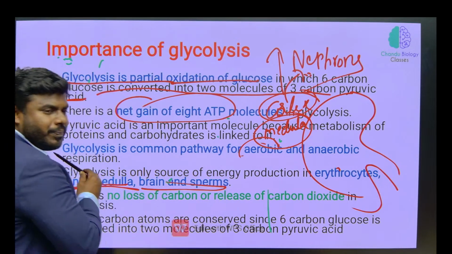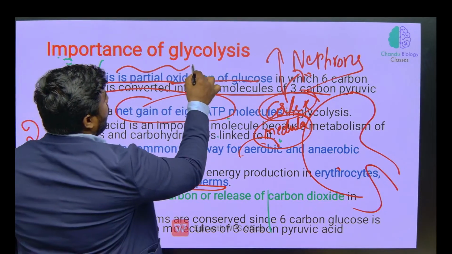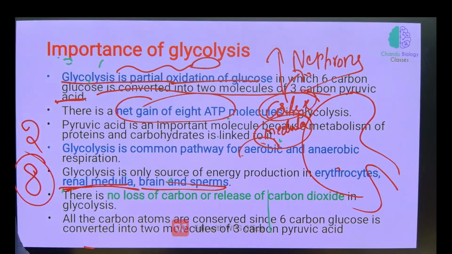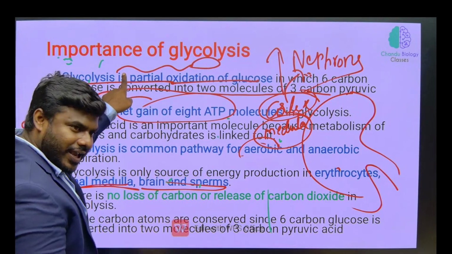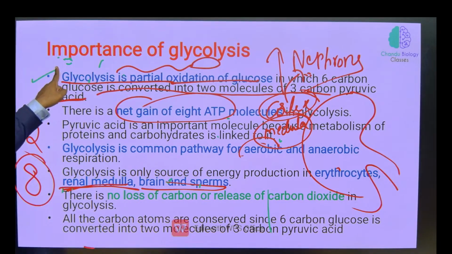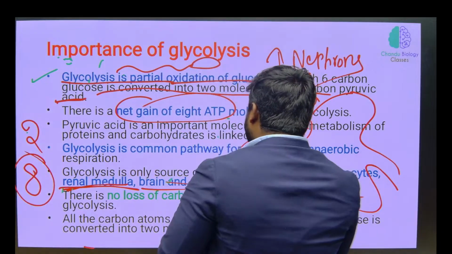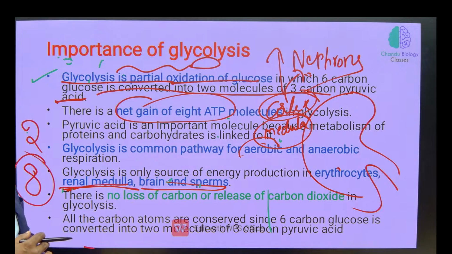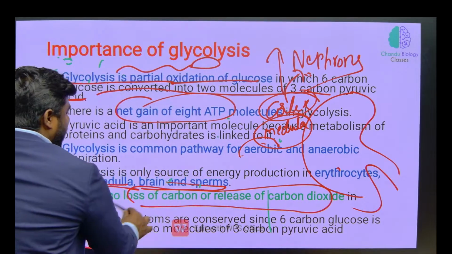Brain and sperm. Why does sperm require energy? Because sperm wants to move in the vaginal tract. Movement is always dependent on what? Energy. So all these ultimately use glycolysis as their major source of energy. There is a simple question I will ask you. Is there any loss or release of carbon dioxide in glycolysis? No, sir. In any reaction there will be no release or loss of carbon dioxide.